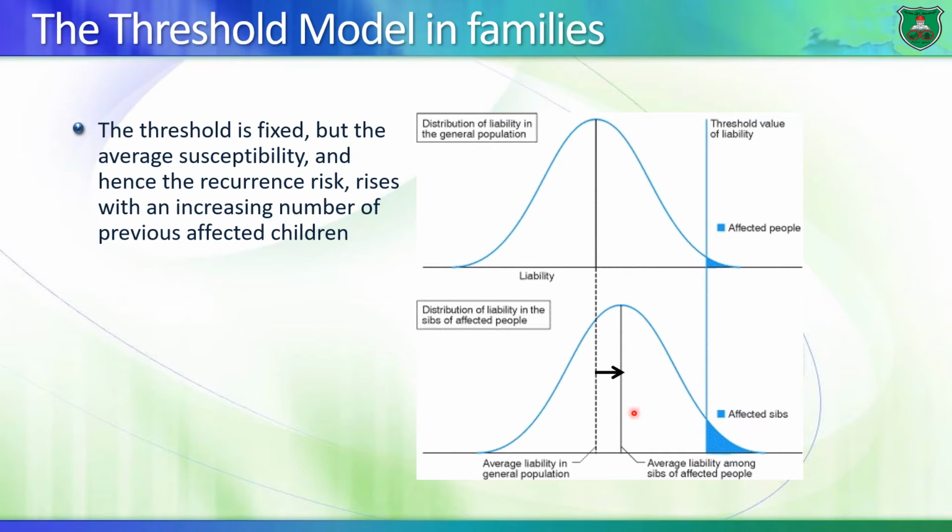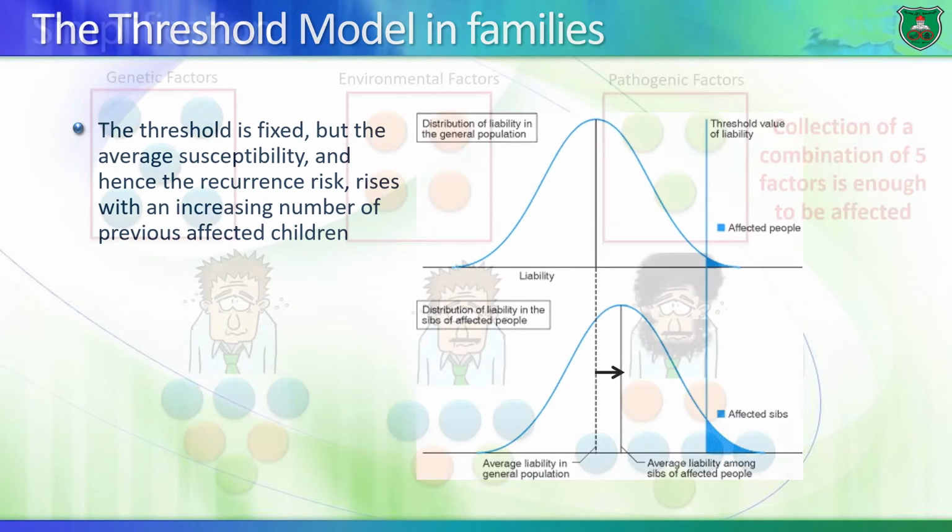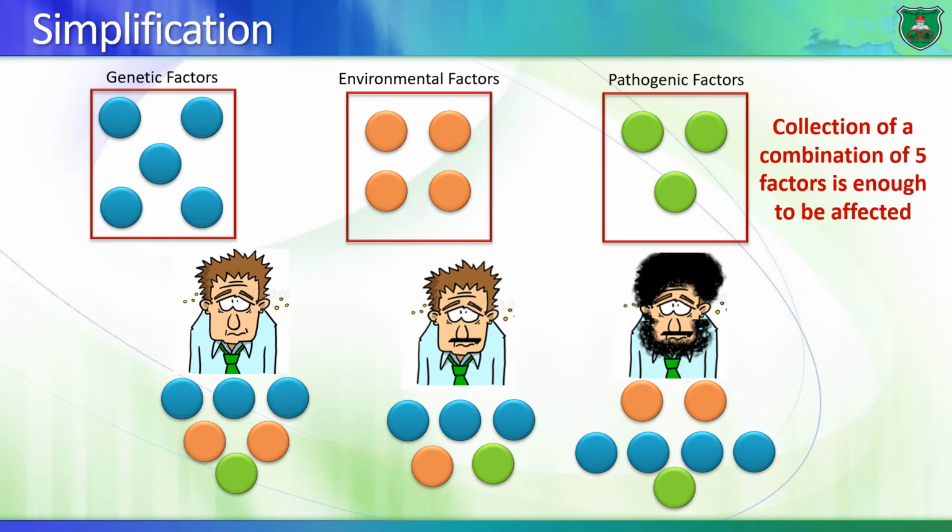But what changes is that there is a shift of the curve to the right, because these people are more susceptible to collecting these factors. Okay? So here's a simplification again.